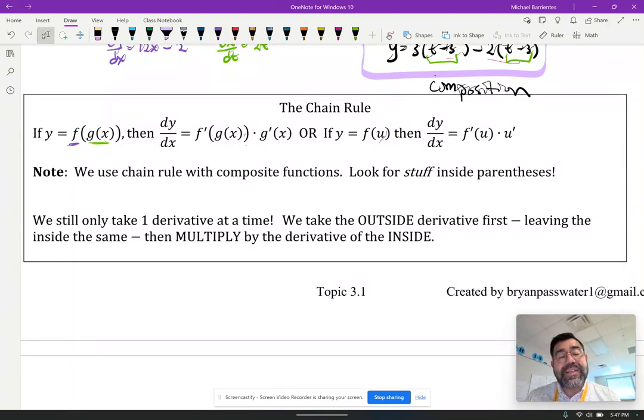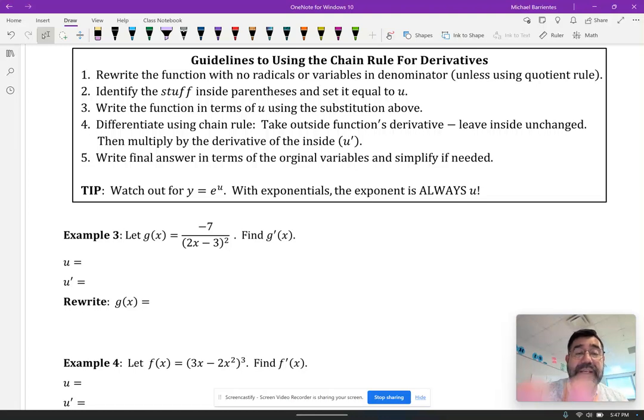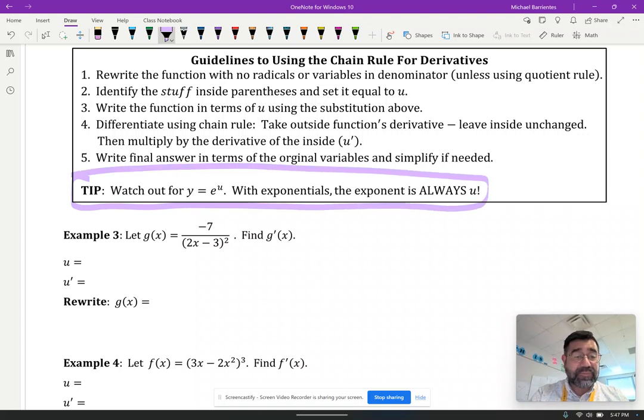Remember that we only take one derivative at a time. So we take the derivative of the outside, with the inside still the same inside, and then we multiply by the derivative of the inside. So I'm going to go here. I'm going to skip my recipe here, the guidelines. I do want to point out this tip that Brian gives us. Whenever you see an exponential, whether it's e to the something or 10 to the something or 2 to the something, the exponent is the inside function. That's what we're going to call u.